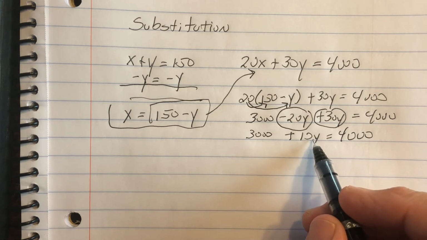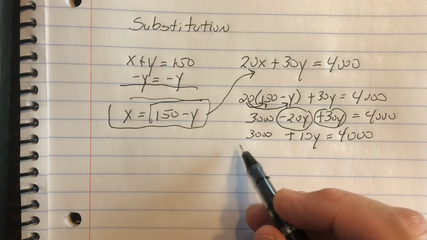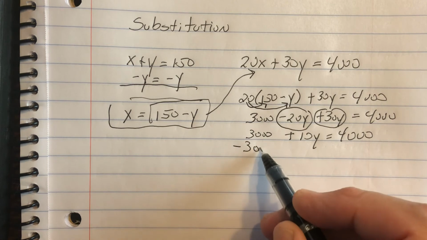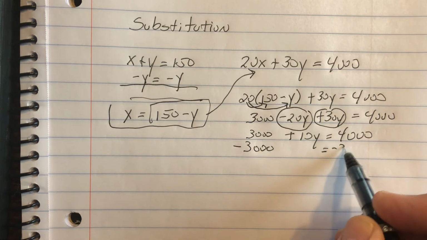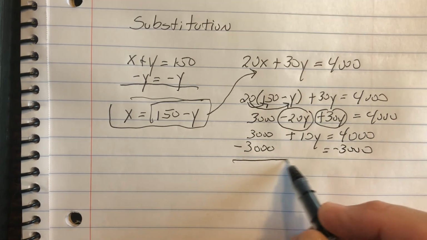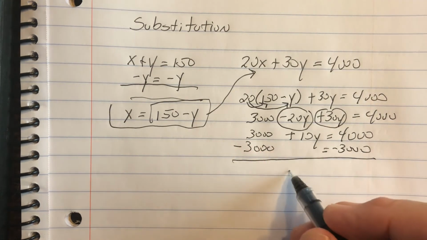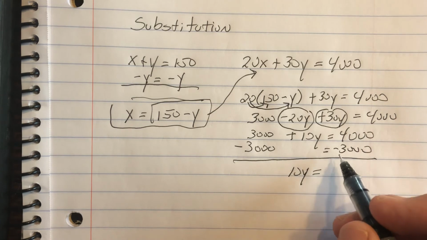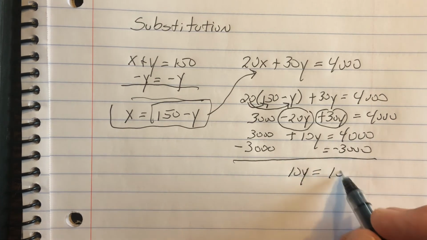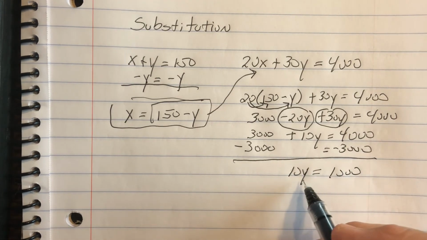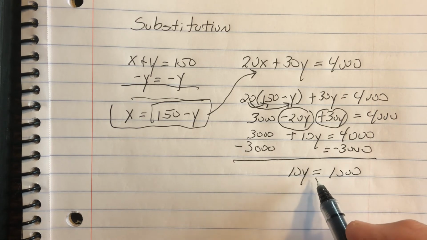Now I'm going to solve for y, so I have to isolate it and get rid of this 3,000. The opposite of that is minus 3,000. And then we have minus 3,000. Remember how we have to do the same operation on both sides of the equation. So 3,000 is eliminated. I bring down the 10y. On this side, 4,000 minus 3,000 is 1,000. Now I'm down to 10y equals 1,000, which is what I had in the elimination method.